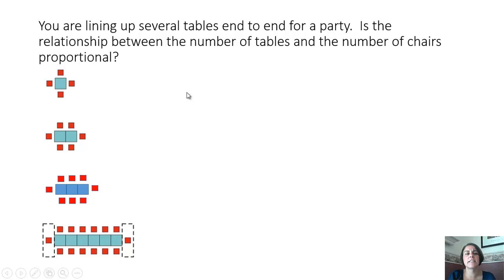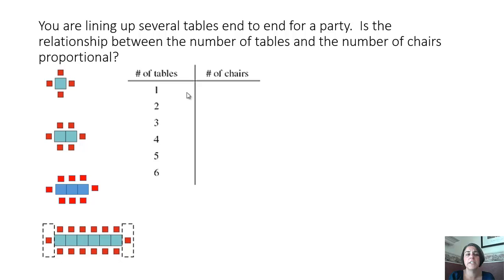Next example I want to look at is lining up several tables end to end for a party. Is the relationship between the number of tables and the number of chairs proportional? Well, what I have here is I've decided to set up a table of values just to organize my information. Blue represents our tables, so for one table, the red represents chairs, you'll need 4 chairs. If I was going to push 2 tables together, I'm going to need 1, 2, 3, 4, 5, 6 chairs. 2 tables is 6 chairs. I already see there's an issue, so I'm not going to go any further.